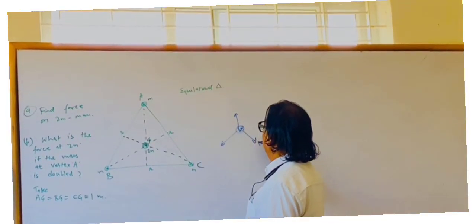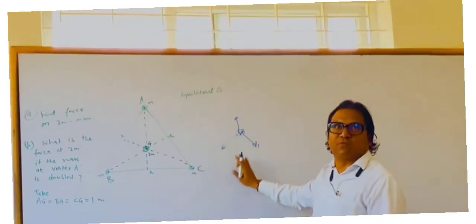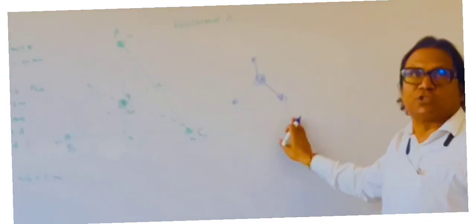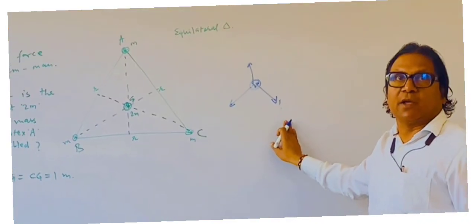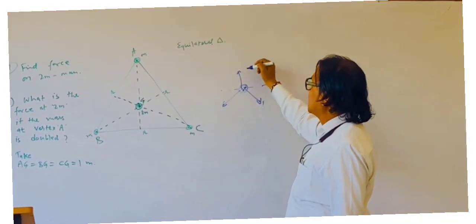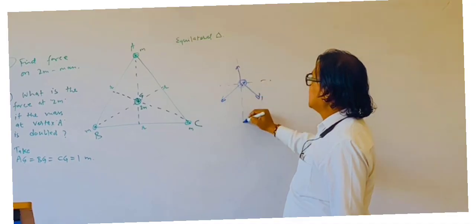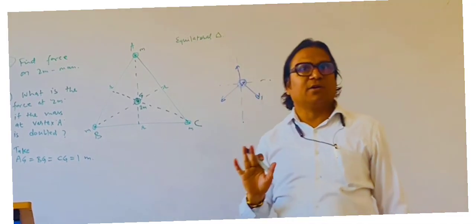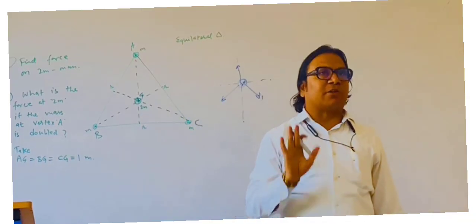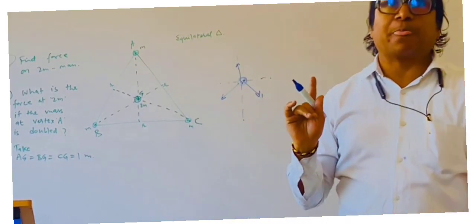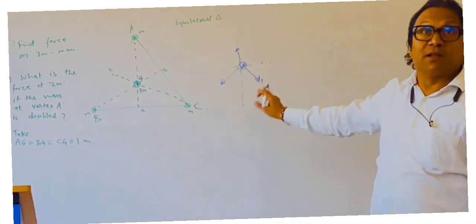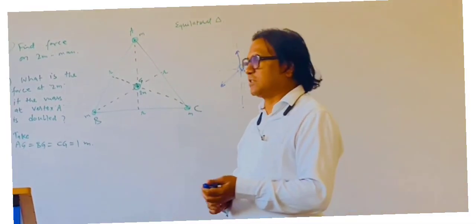And finally, you find the resultant of all these forces. By the vector method, you can just resolve these forces along the x-axis and y-axis, and then find the resultant force on this 2m mass. So this is one way you can solve this question. But this is very lengthy if you calculate like this.